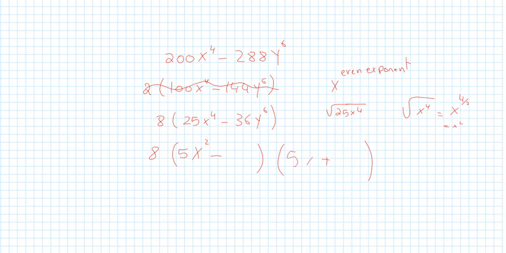How about the square root of 36y^6? 6y cubed. Right? Because if I do 36y^6, the square root of 36 is 6. The square root of y to the power of 6, if I divide that by 2, gives me y cubed. And that is now factored completely.